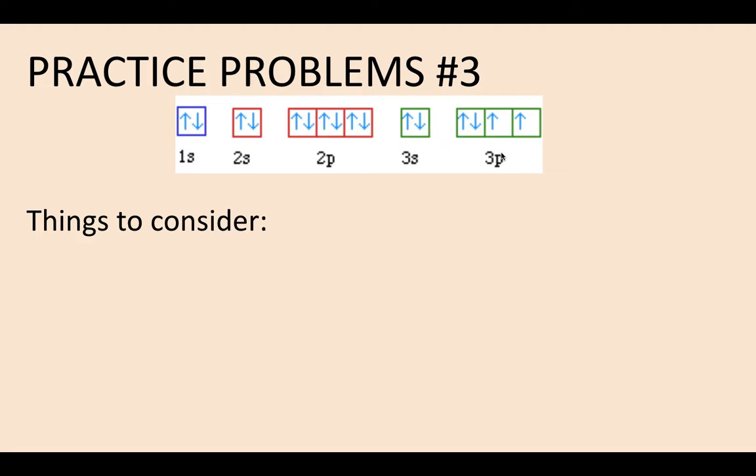Now we're at 3P. Notice we did not finish 3P all the way, and that's okay. But we did do up, up, up, and then we went back to do down. It's okay if you have less than that, but we wouldn't go on to 4S until we fill this in.